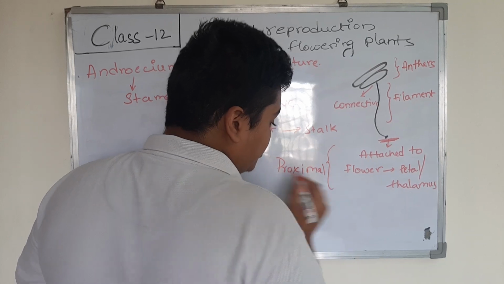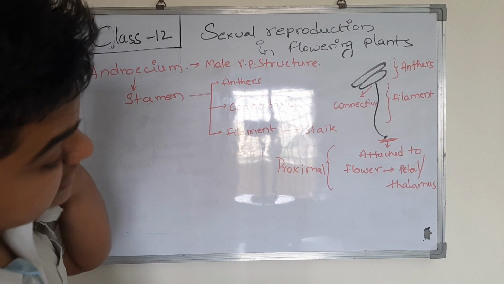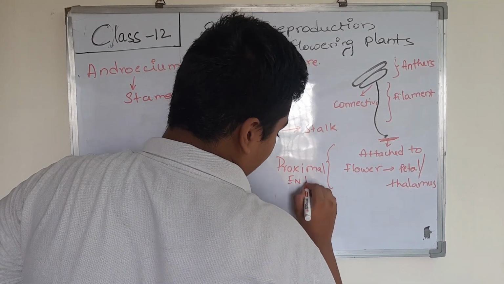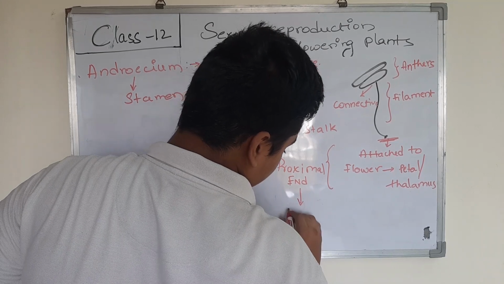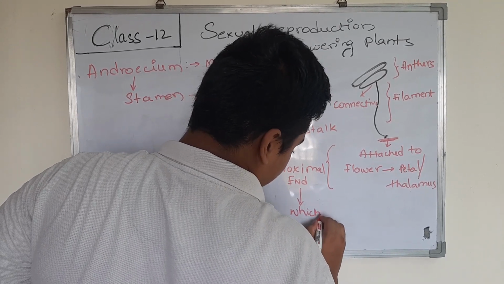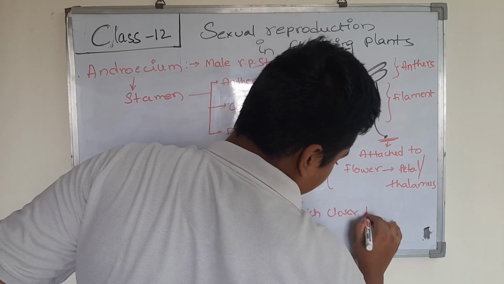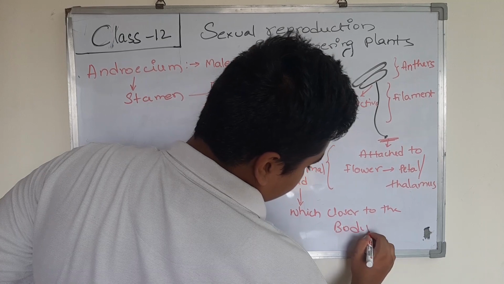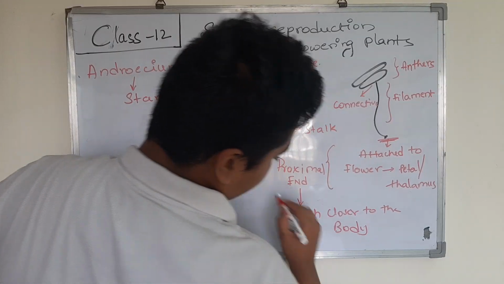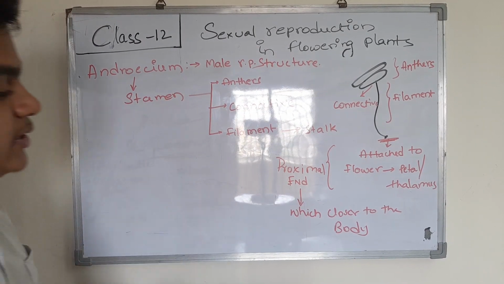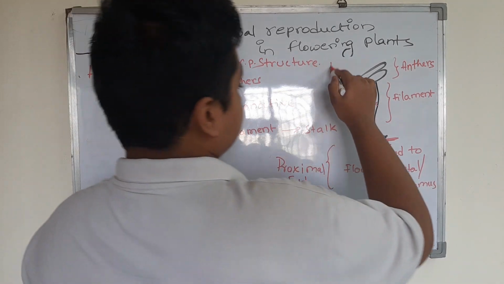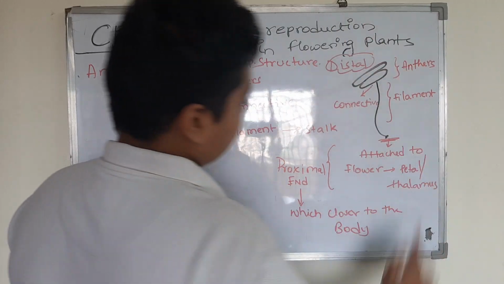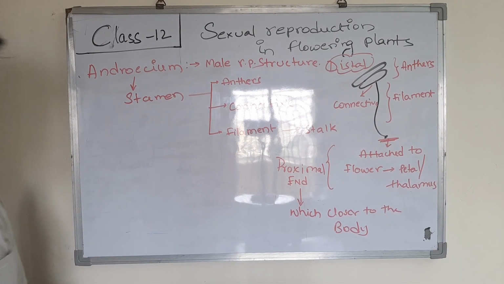Proximal end. Whenever you come across this word proximal end, just remember that it is the end which is closer to the body, either a plant body or a human body. And the very opposite end is distal. Distal is the farther end from the plant body.